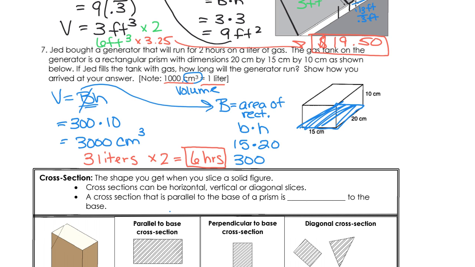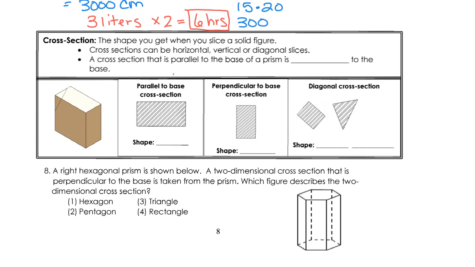Good, guys. All right. So let's talk about one more thing, and that is something called cross sections. Cross sections is when you take a flat surface, like I always think when you get cross sections, you're cutting a 3-dimensional solid with a knife. A knife is your flat surface. So when you cut it and you pull the pieces apart and you look, you have a flat shape. And that flat shape is called the cross section. So it's the shape that you get when you slice a solid figure.